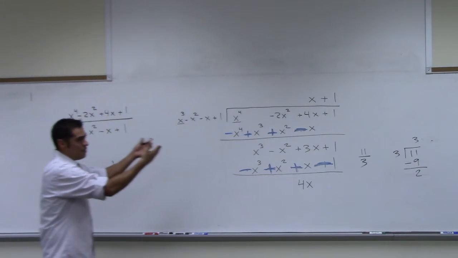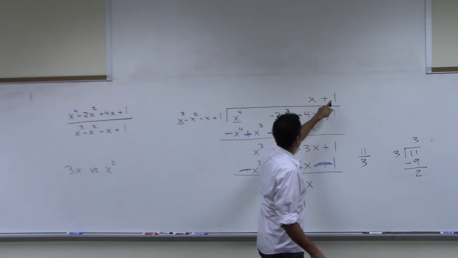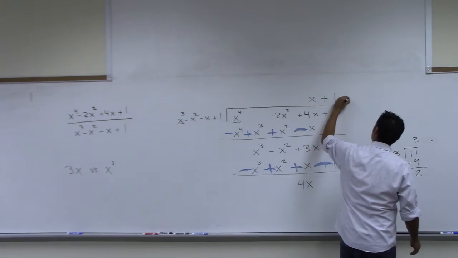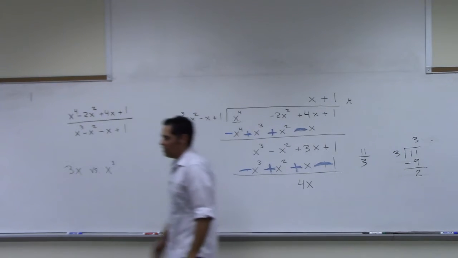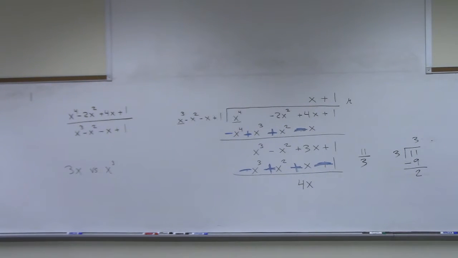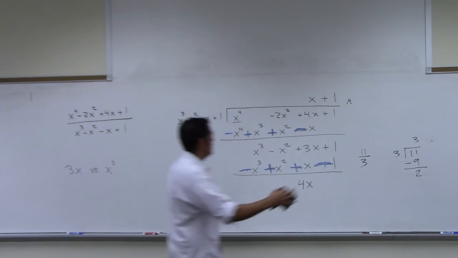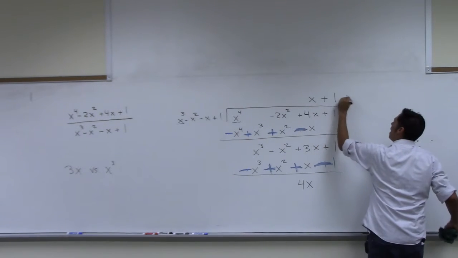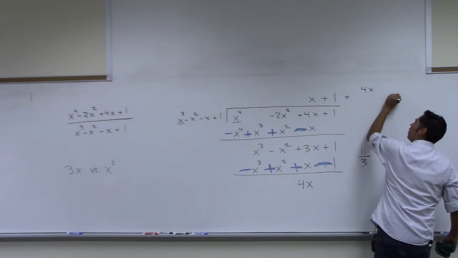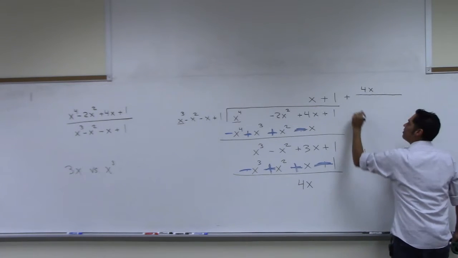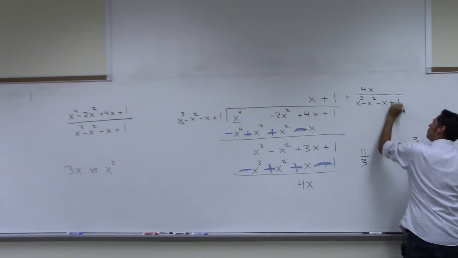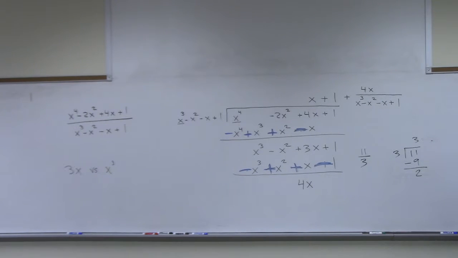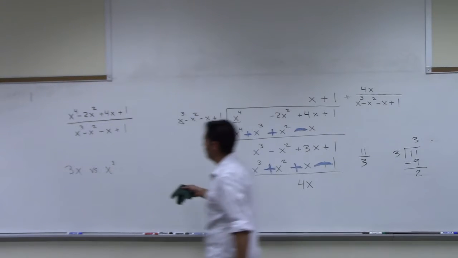So to write my final answer, it should be x plus 1 and then cursive r for, I'm just kidding. You don't do cursive r. You do plus, now, what? Plus the remainder over the divisor. Okay, we all right with this? All right, so we're going to go back to this now.